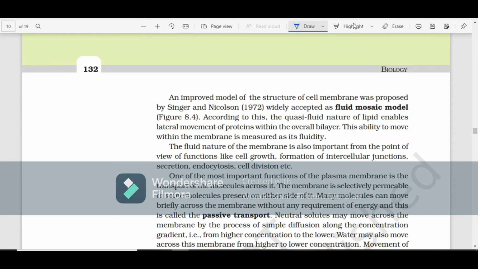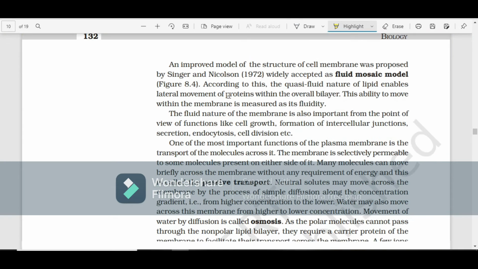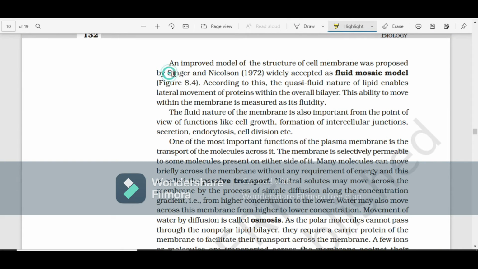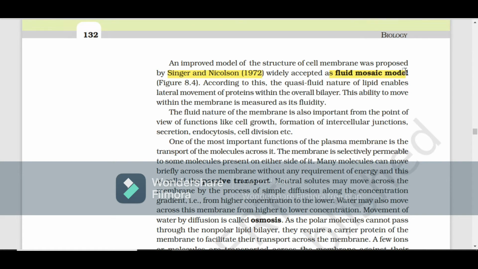An improved model of the structure of cell membrane was proposed by Singer and Nicholson. Many models were proposed previously, but the accepted one is by Singer and Nicholson in the year 1972. It is also called the fluid mosaic model. What does this model say? There's this quasi-fluid nature of the lipids which enables the lateral movements of the proteins within the overall bilayer. So the movement of proteins within the bilayer was possible because of the fluid nature of lipids. This ability to move within the membrane is termed as fluidity.